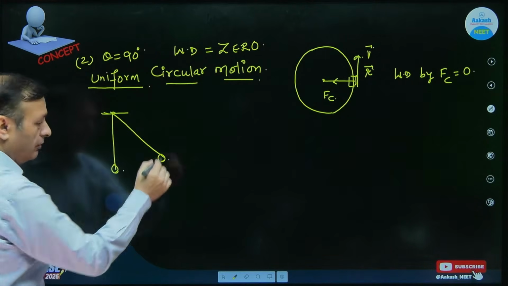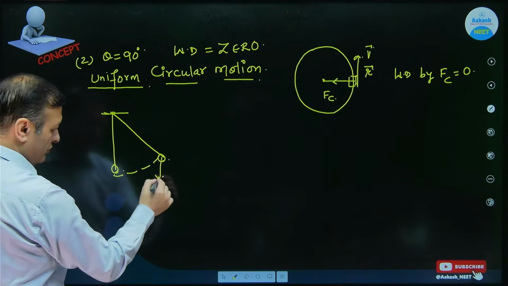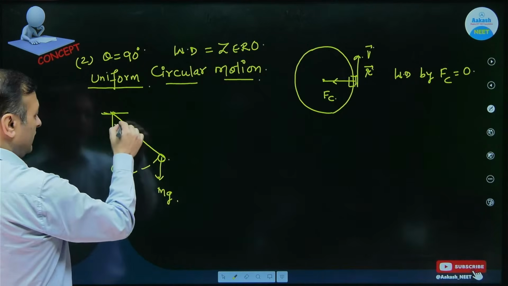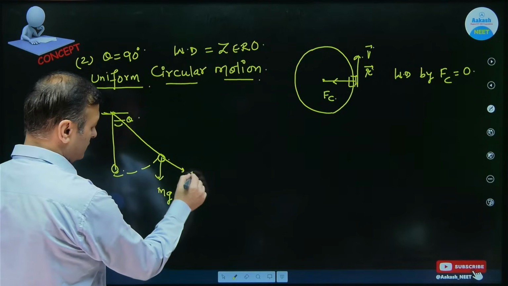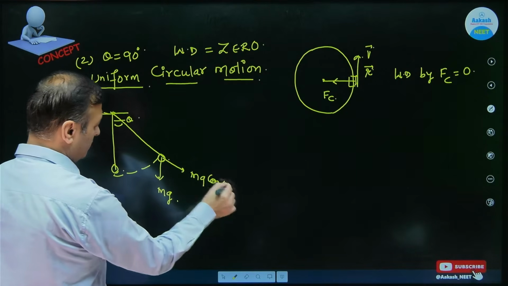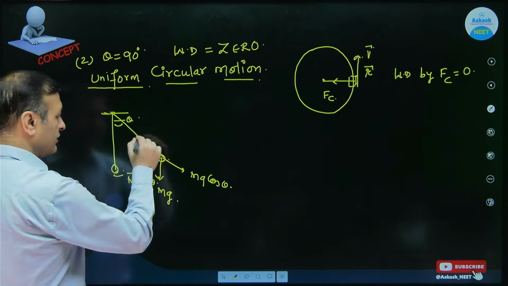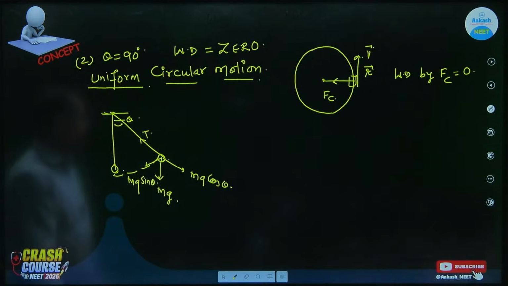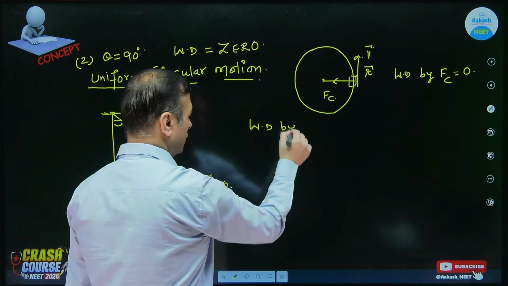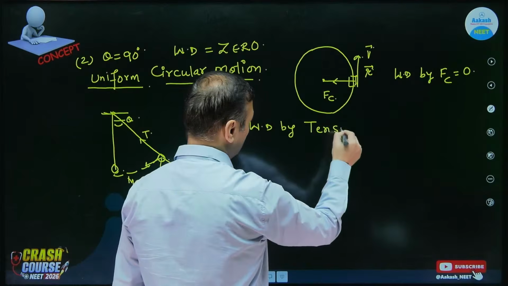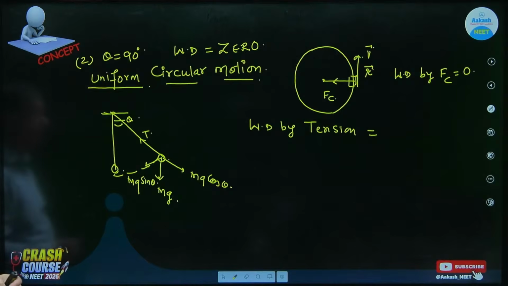Now let's take one more example where you have a pendulum. You allow this pendulum to come to its mean position like this. So let's suppose this is its weight, and if it's displaced by this angular position theta, then this is mg cos theta, this is mg sin theta, and this is the tension. So if I say work done by tension when you allow this bob to come to its equilibrium position.